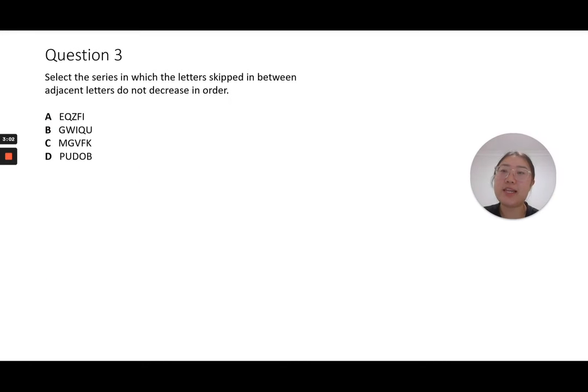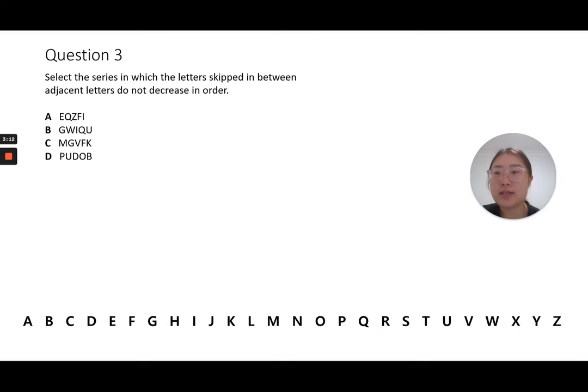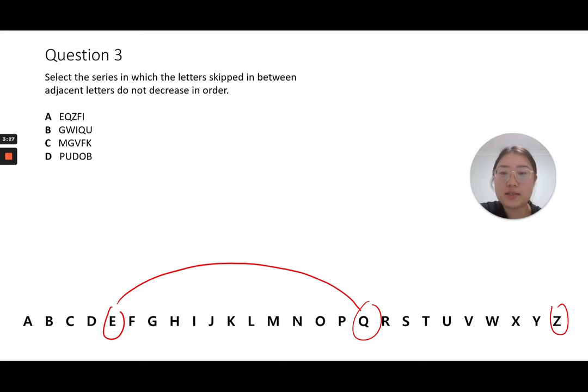Question 3, we have another letter question. This time we want to select the letters skipped in between adjacent letters that do not decrease in order. So let's try them. Let's try A. We have E, we have Q, where is it? Q, Z, F, and an I. Okay, so you can see that the gap here is quite big.